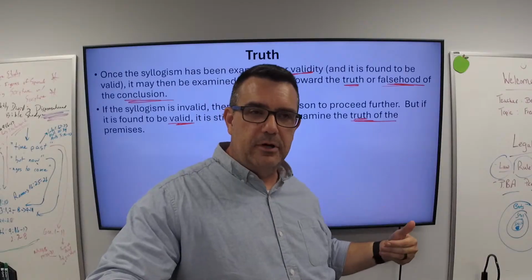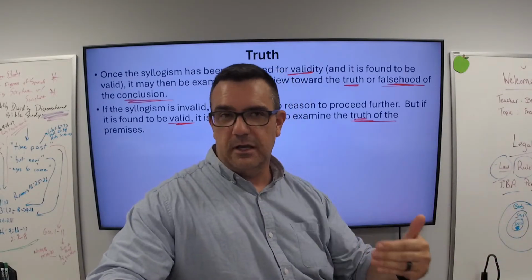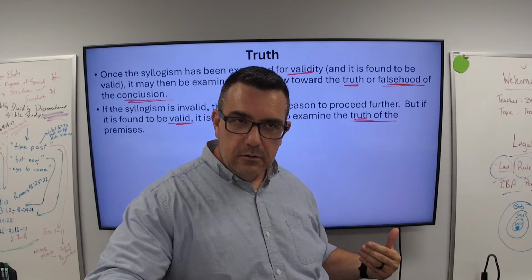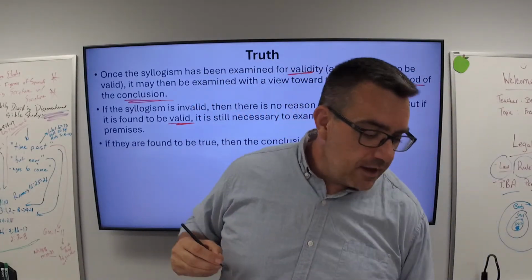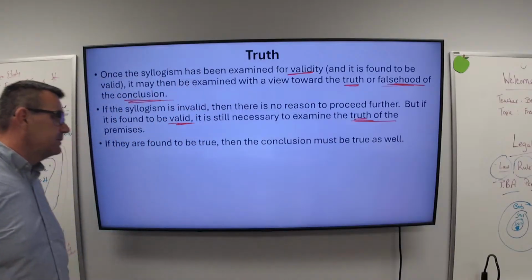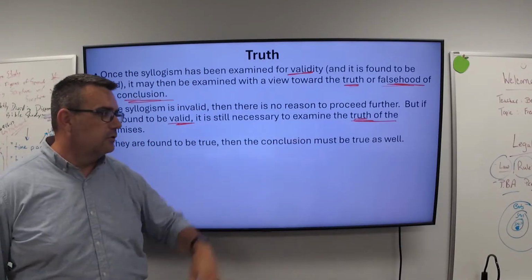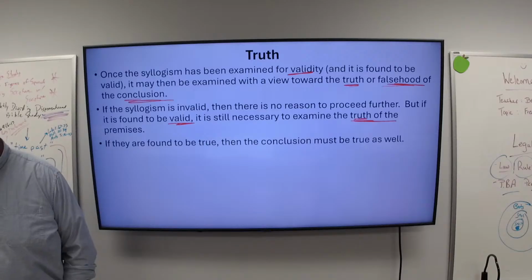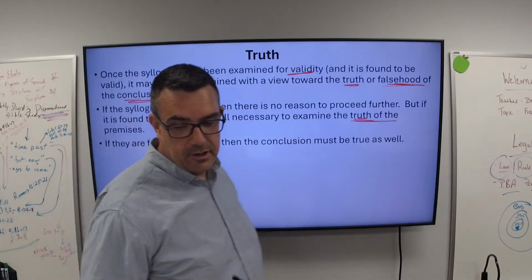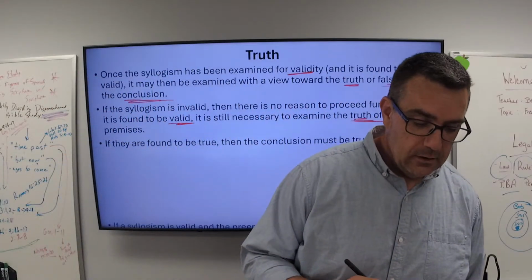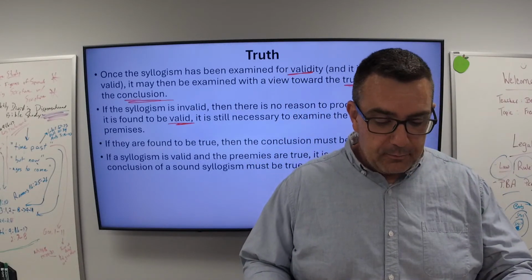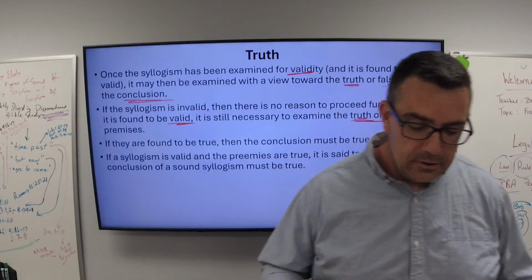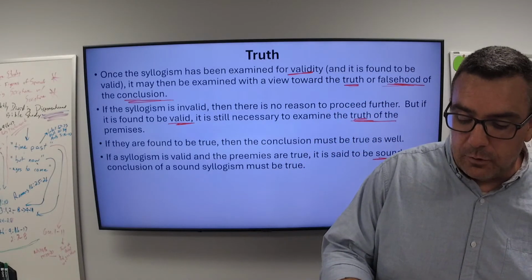There's an order of operations here where you determine the validity first, then what? Then the truth of the premises. Okay? So if the premises are found to be true, then the conclusion must be true as well. Okay? Now we kind of already know that. So if a syllogism is valid and the premises are true, then we say that the argument is what?